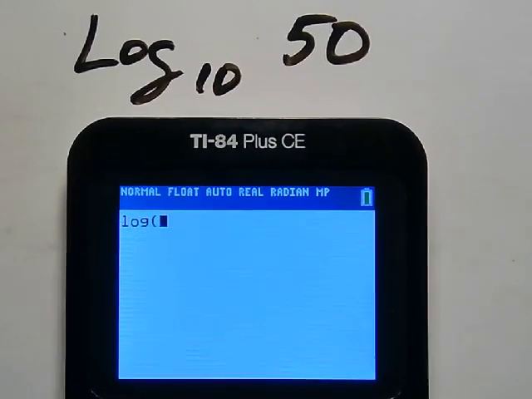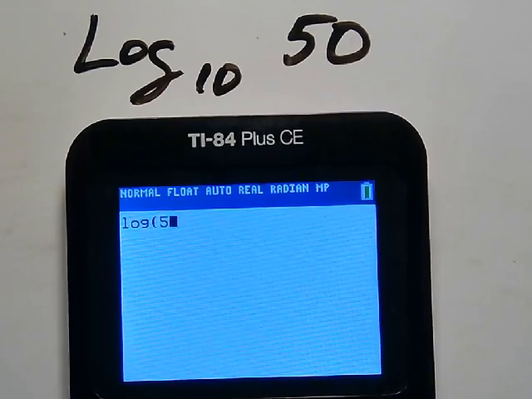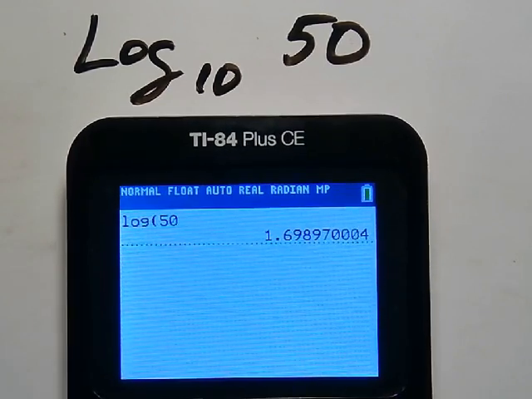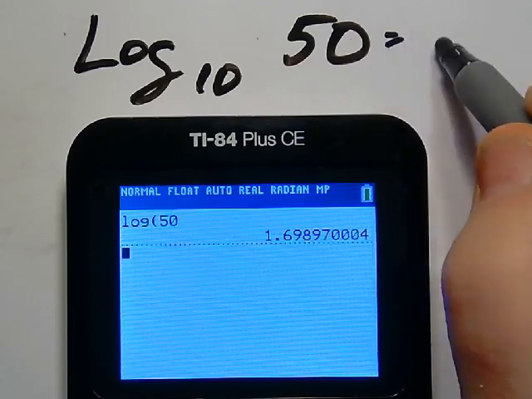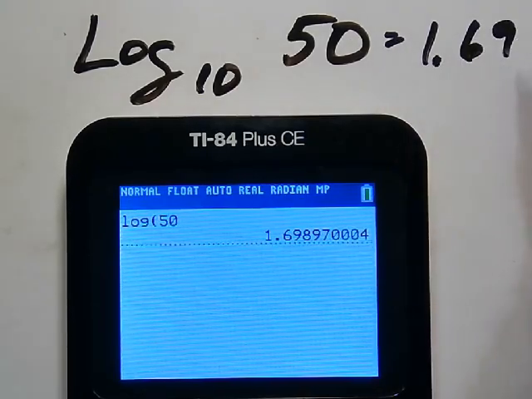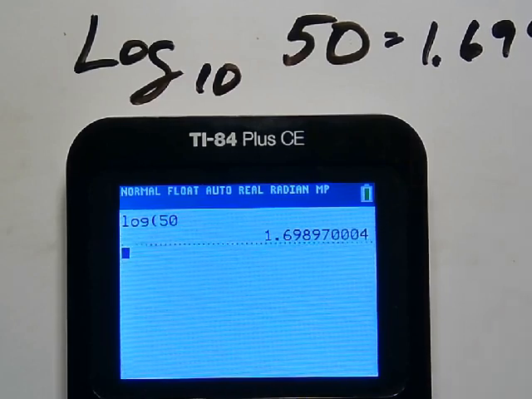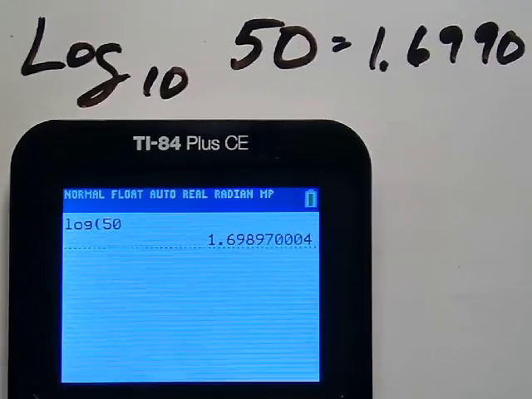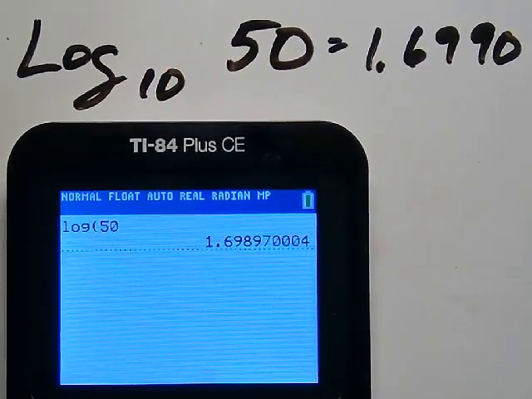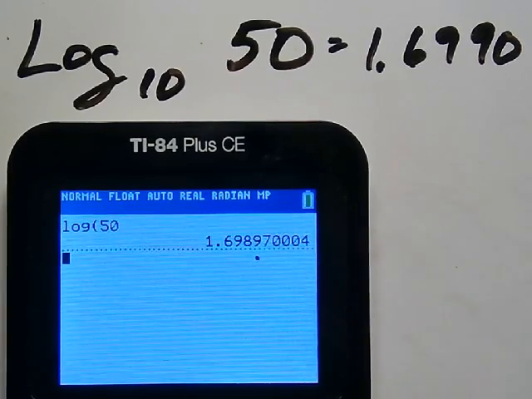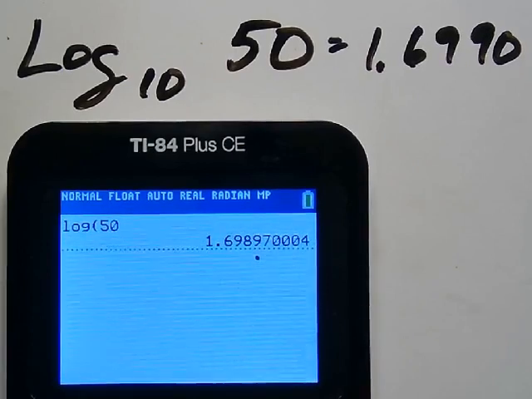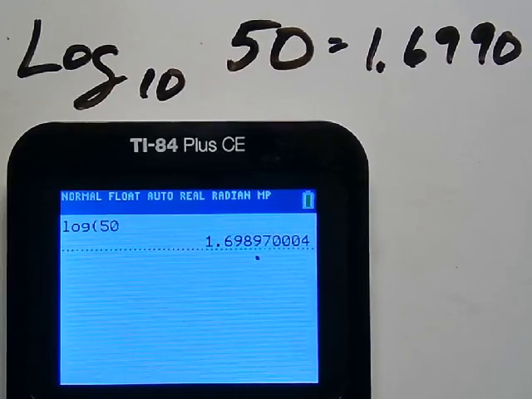Log base 10, again, they're not showing the 10, of 50 equals 1.6989, or that would round to approximately 1.6990. Don't forget to put all the places in there. 1.6990. Now it allows us to put 7 rounds the 9 up to a 10, which rounds the 8 up. But you got to put the 0 there as well to show that you've actually rounded to 4 decimal places.